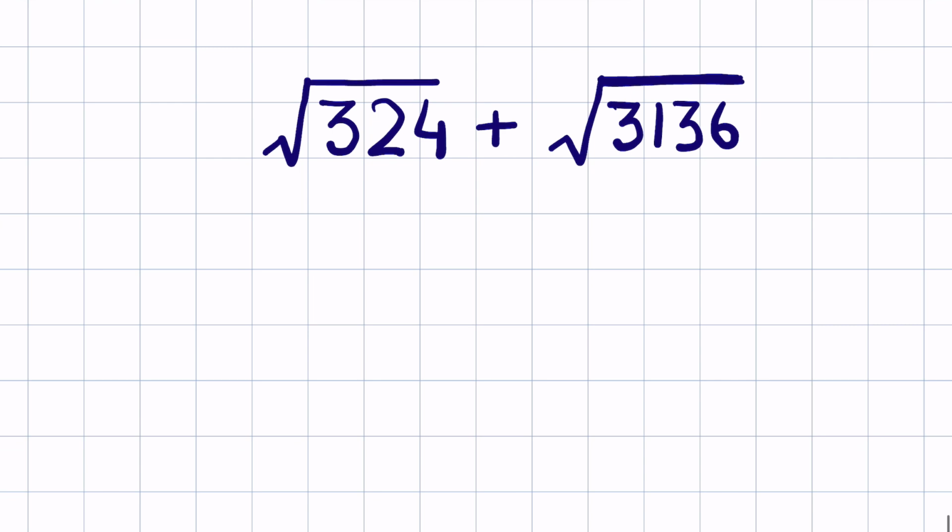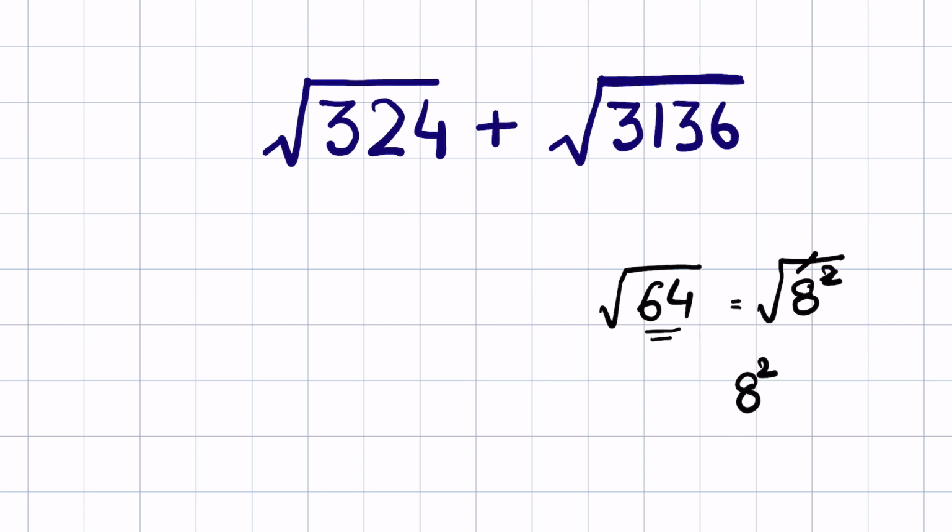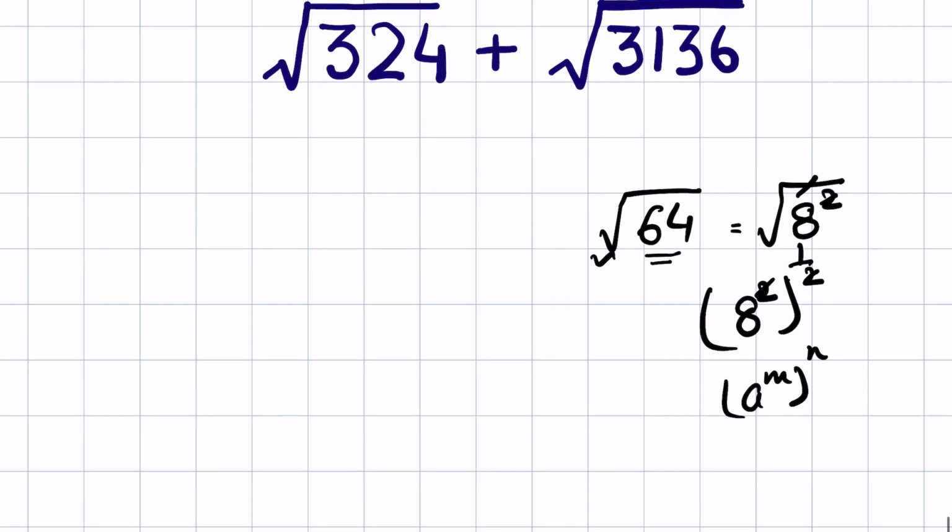We know how to find square roots of smaller numbers such as the square root of 64. We write the number in groups of 2, such as 8 square under the square root, then we cancel this square with this square root, because when there is 8 square and a square root, it means it is raised to the power of 1 upon 2. Then the 2 and the 2 get cancelled, because a raised to the power m, whole raised to the power n, is equal to a raised to the power of m times n. So we get 8 as our answer.